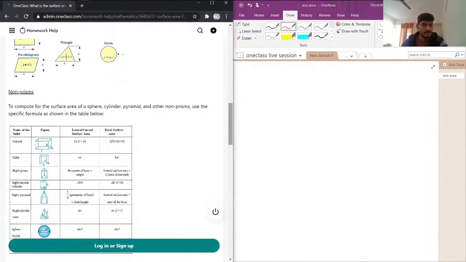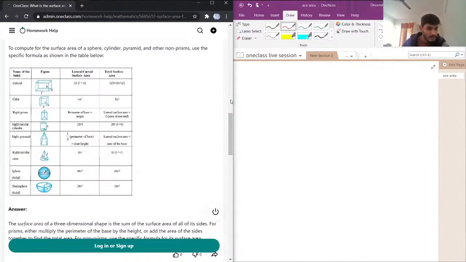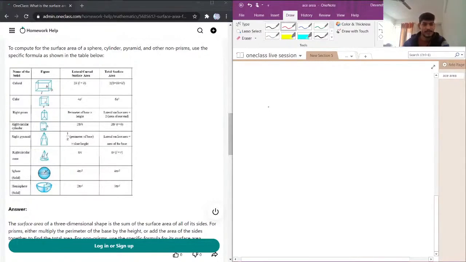In this similar fashion, do we have the area? Right pyramid, we have the surface area of right prism. Right prism is not given. Let's do one more thing. Let's find it for a cylinder. So for a cylinder, we have one cylinder.